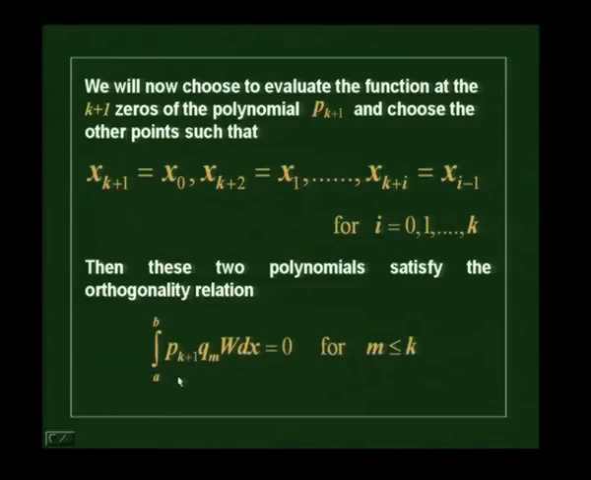That is, we have two polynomials. One is of order k plus 1, and the other is m, which is of order k, and we demand that this integral should be 0, and then choose the points x0, x1, up to xk. We see that this product is 0 if we choose xk plus 1 to be x0, xk plus 2 to be x1, etc. And then we have an accuracy of the order 2k plus 1.